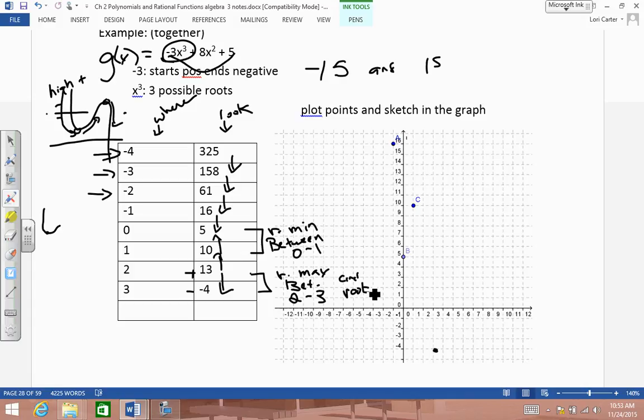Now we've got to graph this thing. So, -1 and 16, already graphed. 0, 5; 1, 10; 2, 13; 3, -4. Down here. So that means this goes down like this. It's a min in here somewhere. So it goes past it and then back up. My max is in here somewhere. Don't know where. And then it goes back down and hits there. So my max shows up here and my root shows up. It's like a heartbeat thing. It's pretty poorly drawn too.